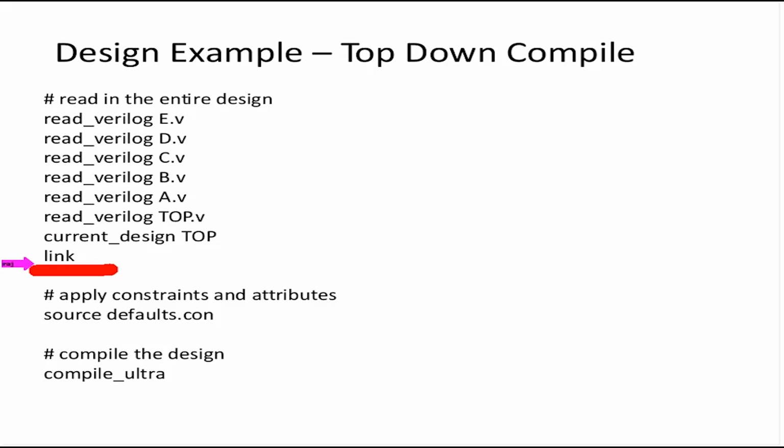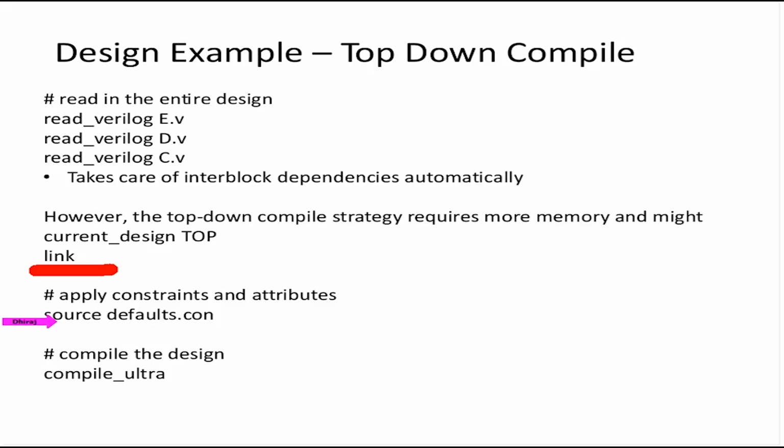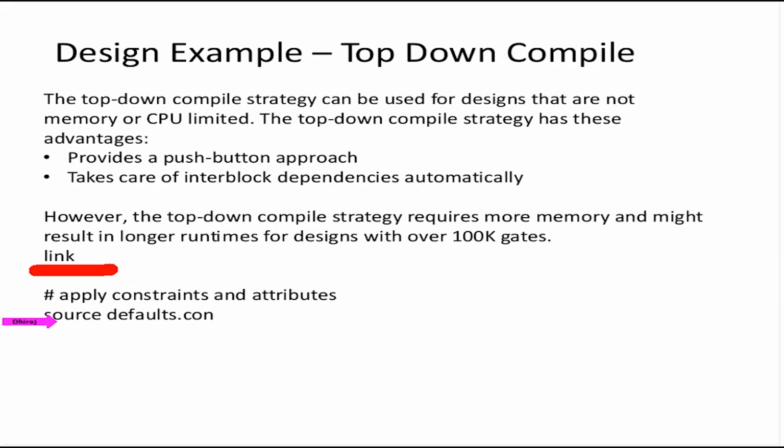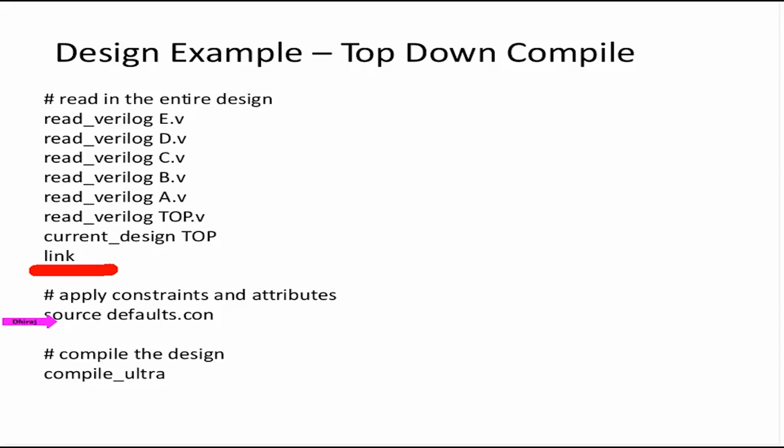Right? Assuming you read in all the files correctly, you source the constraint file. So this defaults.conf is nothing but this file we are talking about. Assume that the libraries and all are correctly set up in the .synopsys_dc.setup. So as soon as we invoke DC, the search path and link path are already set. We read in the design, we set the current design to be top, we link the design to make sure that it elaborates perfectly, we source the constraint file. Now we do a compile. We can do compile instead of compile ultra.